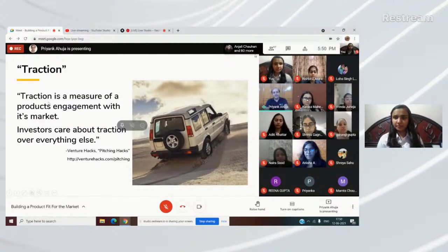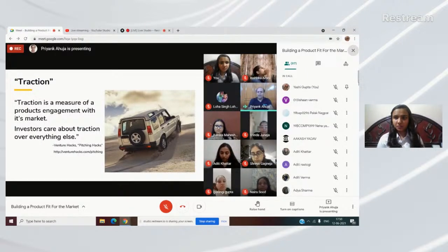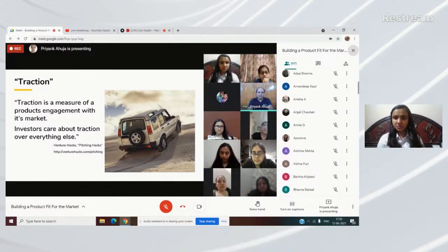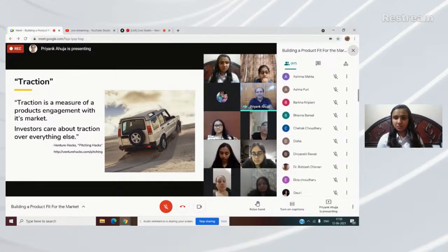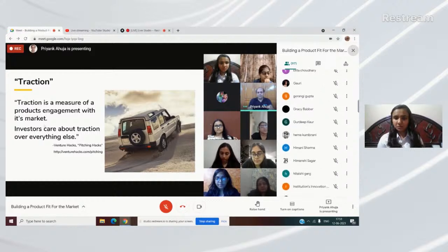And investors focus on traction only, because traction will indirectly drive the revenue. If customers are not engaging with the product, then how can they buy it? If they do not purchase your product, then how can they retain it? If they are not returning, then how can they give good word of mouth to refer others? So these are dependent upon each other. That's why traction is very important.